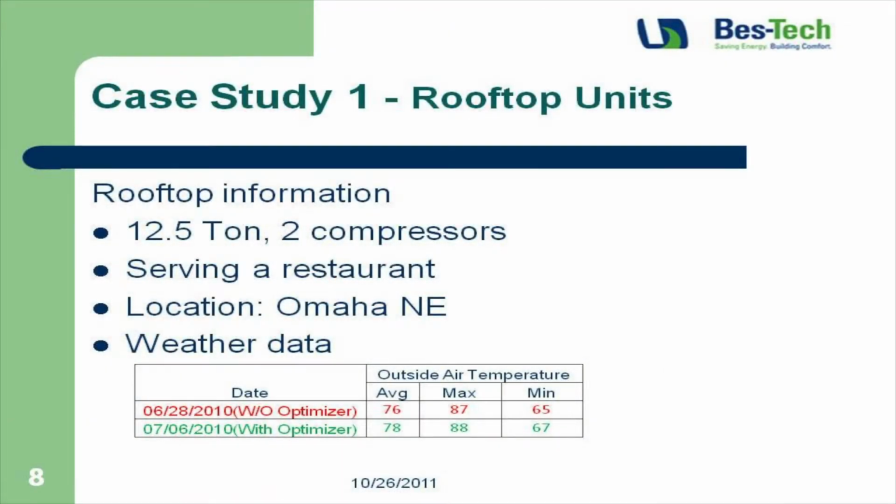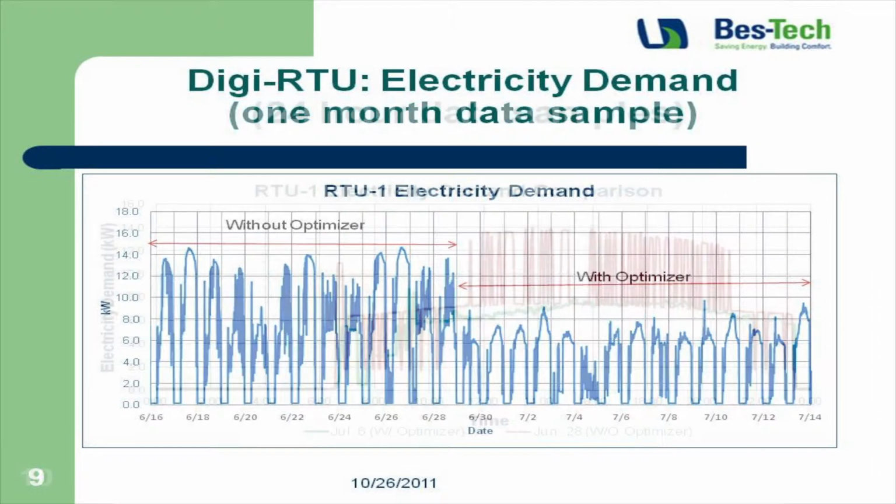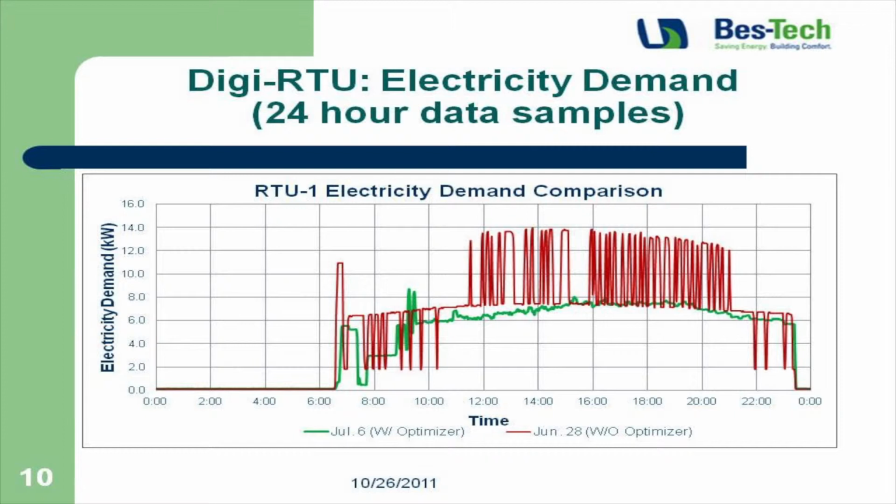Here's a case study. This is a rooftop unit for a restaurant in Omaha, Nebraska. You can see there what the outside temperatures are designed for Omaha. These are the times when it was tested. You can see the temperature differences that we're looking at, the average, maximum, and the minimum. That applies to this. So you can see the number of cycles is the data sample of electricity demand, 1 month data sample. Now this is a 24-hour data sample. Look at the number of compressor cycles there.